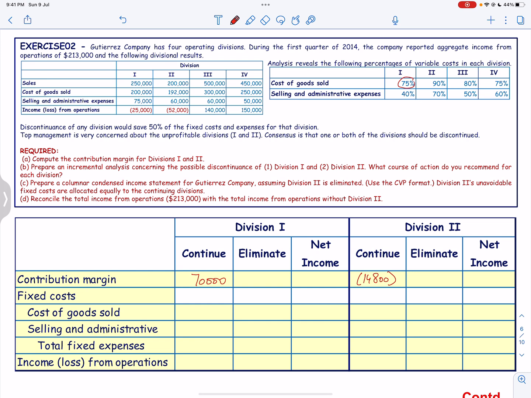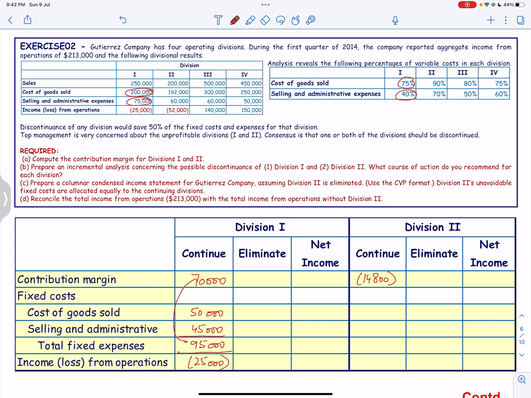Then we look into the fixed cost. Now 75% is variable, that means 25% of 200,000 are going to be fixed. So 25% of 200,000 is going to be 50,000, and 40% are variable, that means 60% of 75,000, that will be equal to 45,000, will be fixed. Selling and administrative expenses for division 1, and the total fixed cost will be 95,000, and this will give us a loss of 25,000. That is contribution margin minus total fixed cost gives us the net income or net loss, and here since the result is negative, it means it is loss.